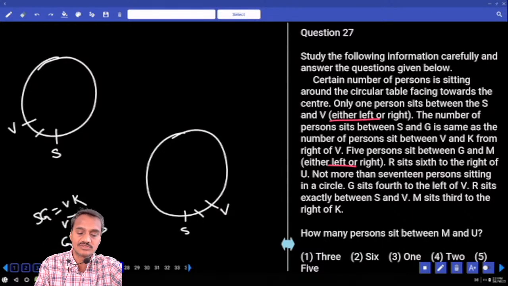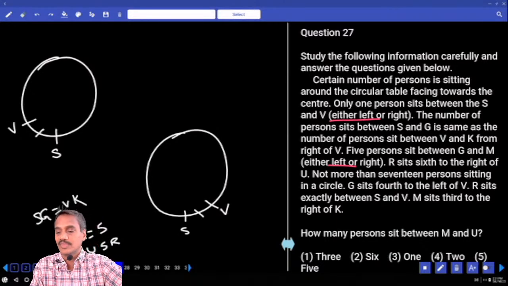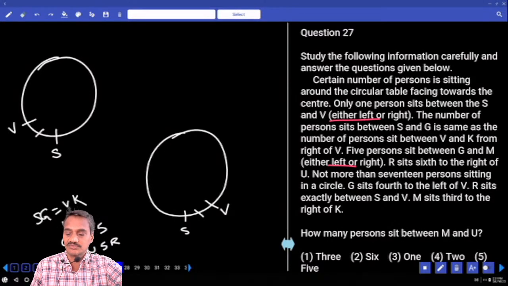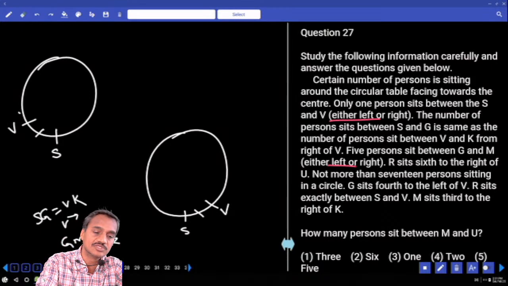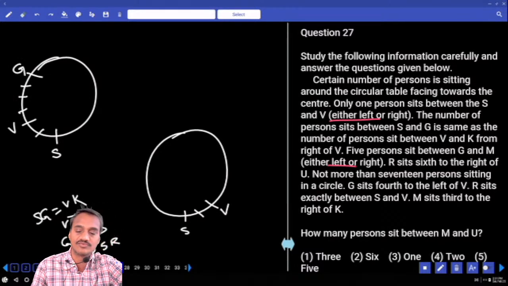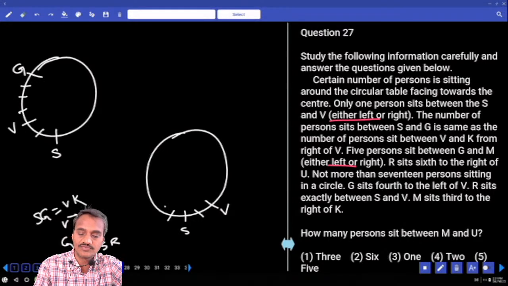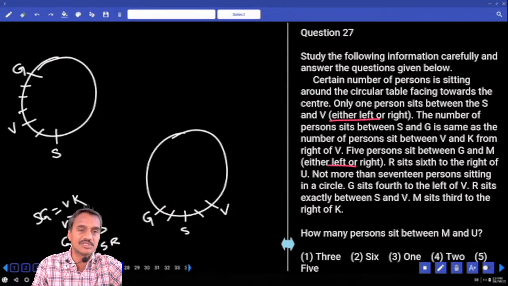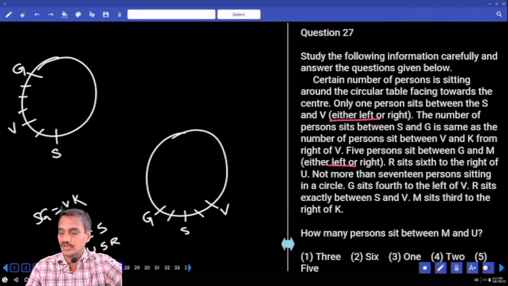R is seated sixth to the right of U. Not more than 17 persons are sitting in the circle. And G sits fourth to the left of U. Let me confirm the information: G is fourth to the left, 1, 2, 3, 4. G is fourth to the left of V.